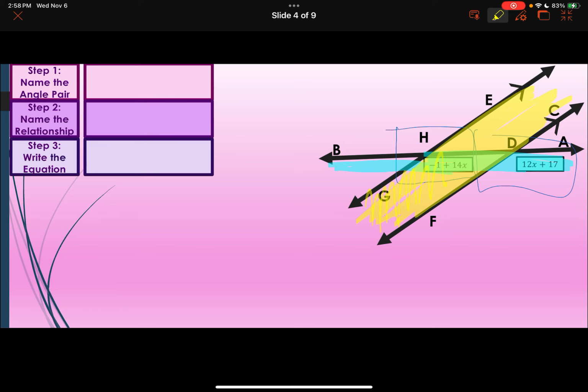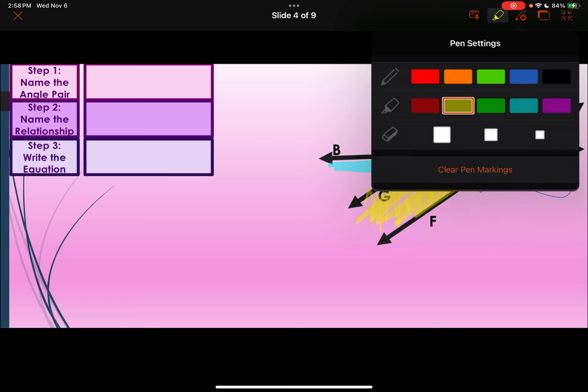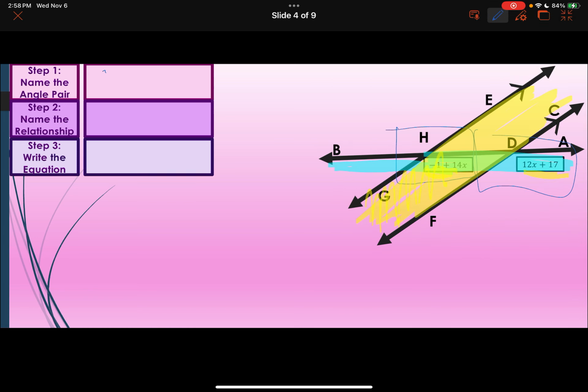Highlight the interior, which is just between the two parallel lines. We can see one was inside, one is outside. So if we're looking at it, they're on the same side, and they're different. So that leaves us with corresponding angles. So we could say those are corresponding angles. Use the word bank when you're typing it out.